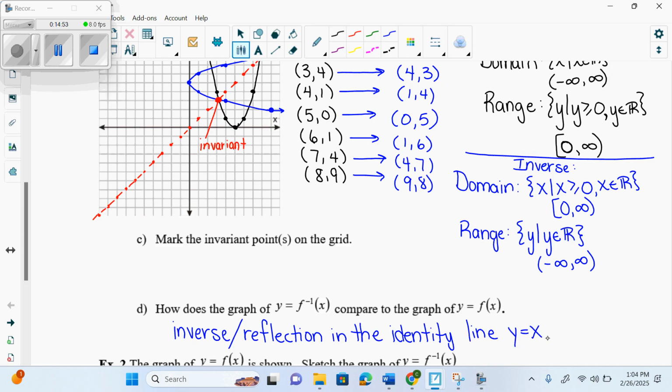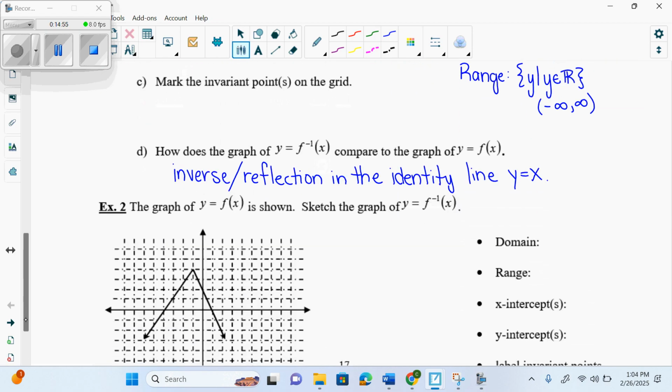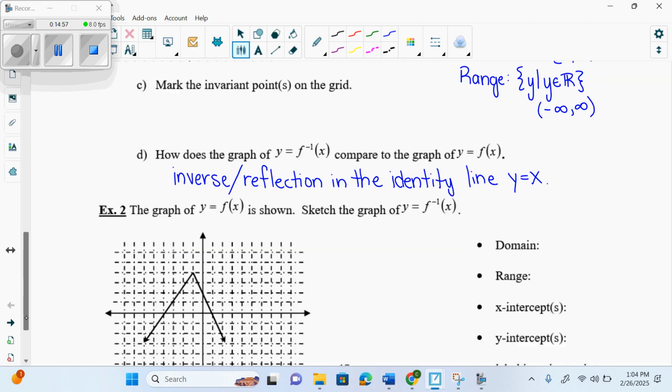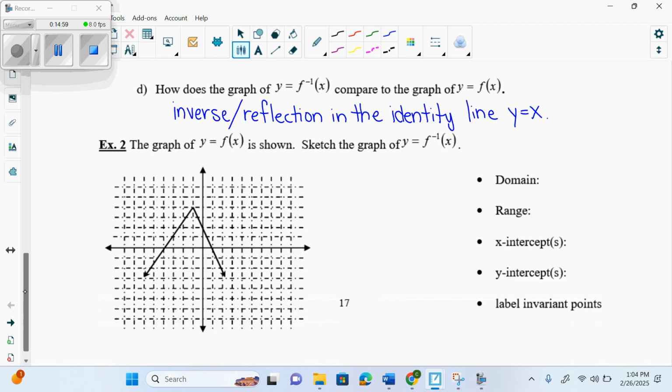Y equals x. So this is the graph of y equals f of x. We want to draw the graph of y equals f negative x.